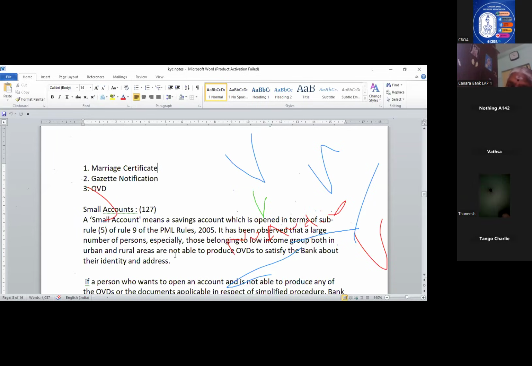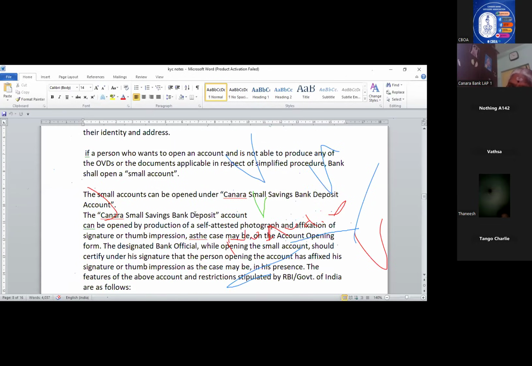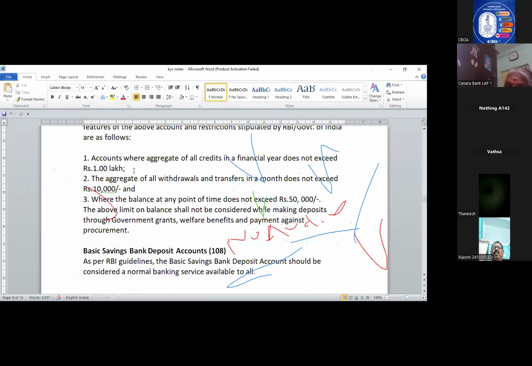Of course, this product has some restrictions. If a person who wants to open an account is not able to produce any of the OVDs or the documents, then we have to open a small account. This particular account will be opened based on the self-declaration and self-attested photograph. The restrictions are: accounts where aggregate of all credits in a financial year does not exceed 1 lakh, the aggregate of all withdrawals and transfers in a month does not exceed 10,000, and the balance at any point of time should not exceed 50,000. These are the three conditions.